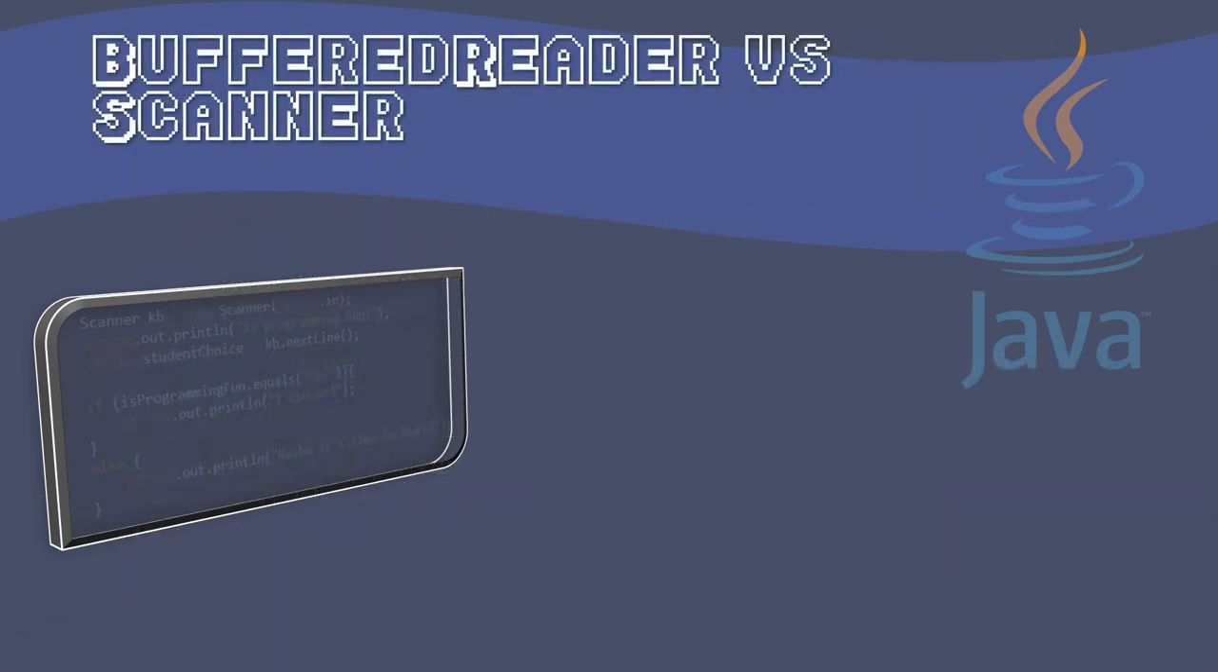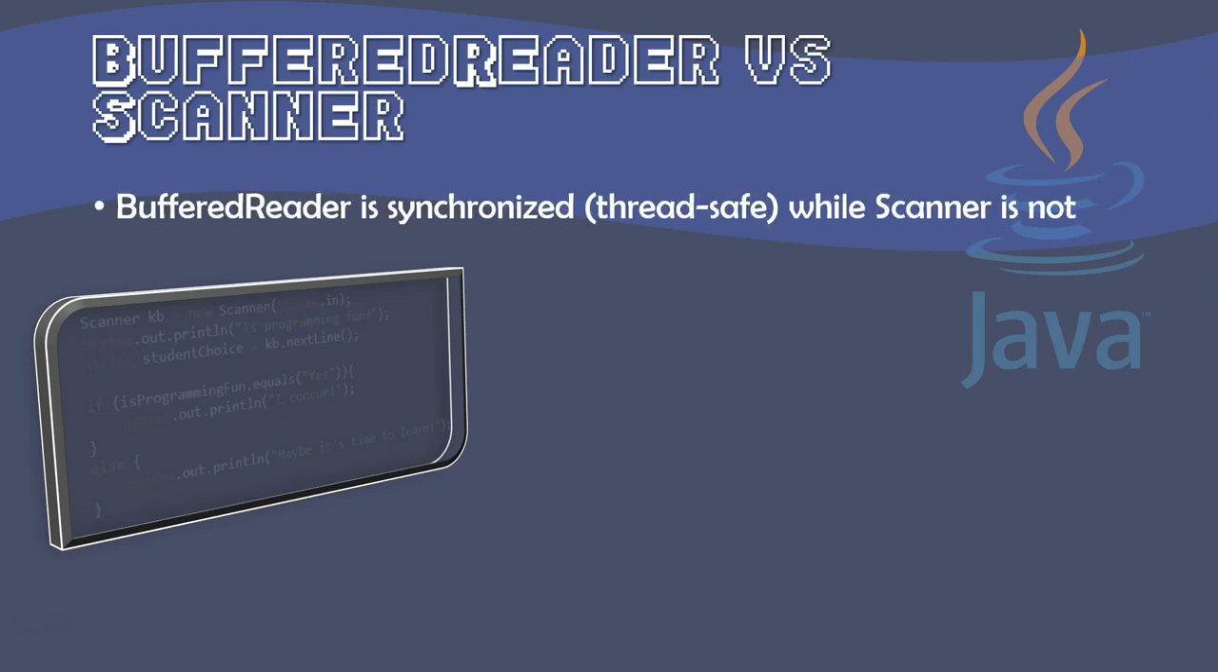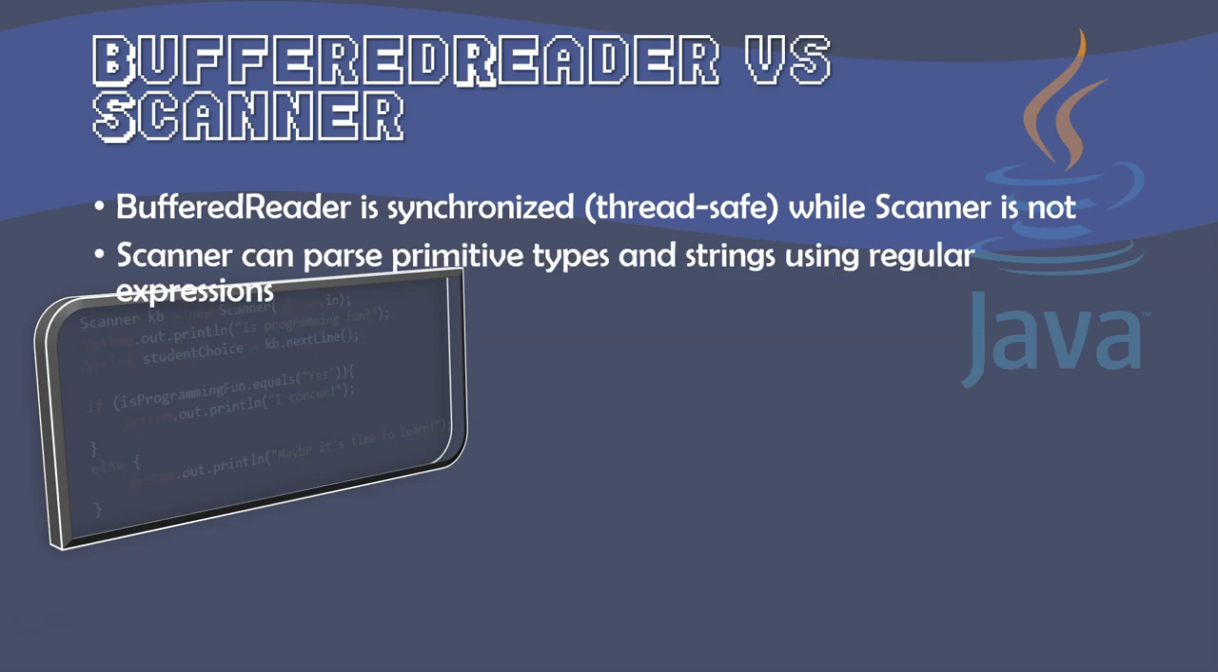Now, in closing here, let's just real quickly talk about the BufferedReader versus the Scanner, why we might want to use one class over another, because they have, in this case, very similar functions. Well, the BufferedReader is synchronized, or what's known as thread safe, while the Scanner class is not. Additionally, one of the strengths of the Scanner class is that it can parse primitive types and strings using regular expressions. We have nextInt, nextDouble. We can do all those that the BufferedReader class cannot.